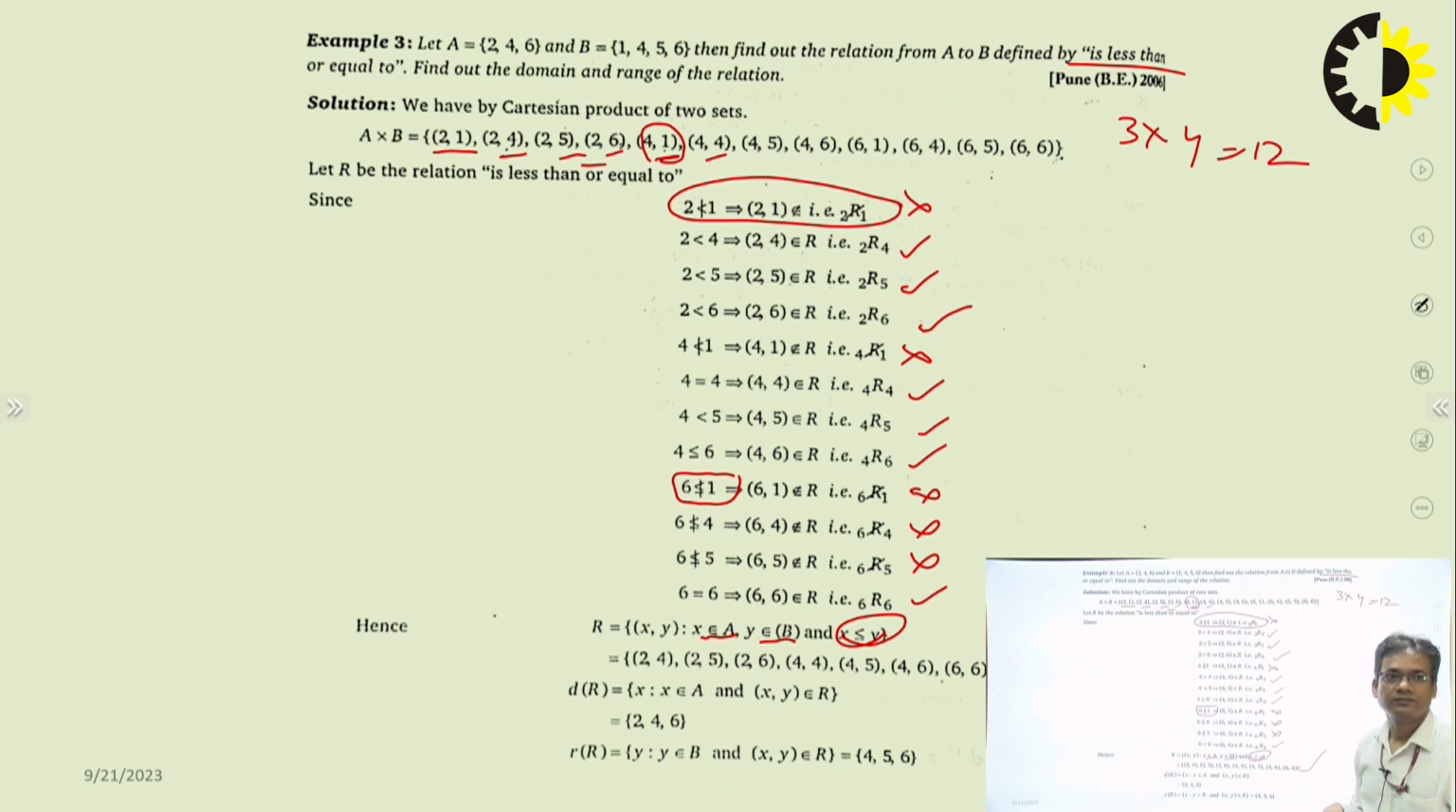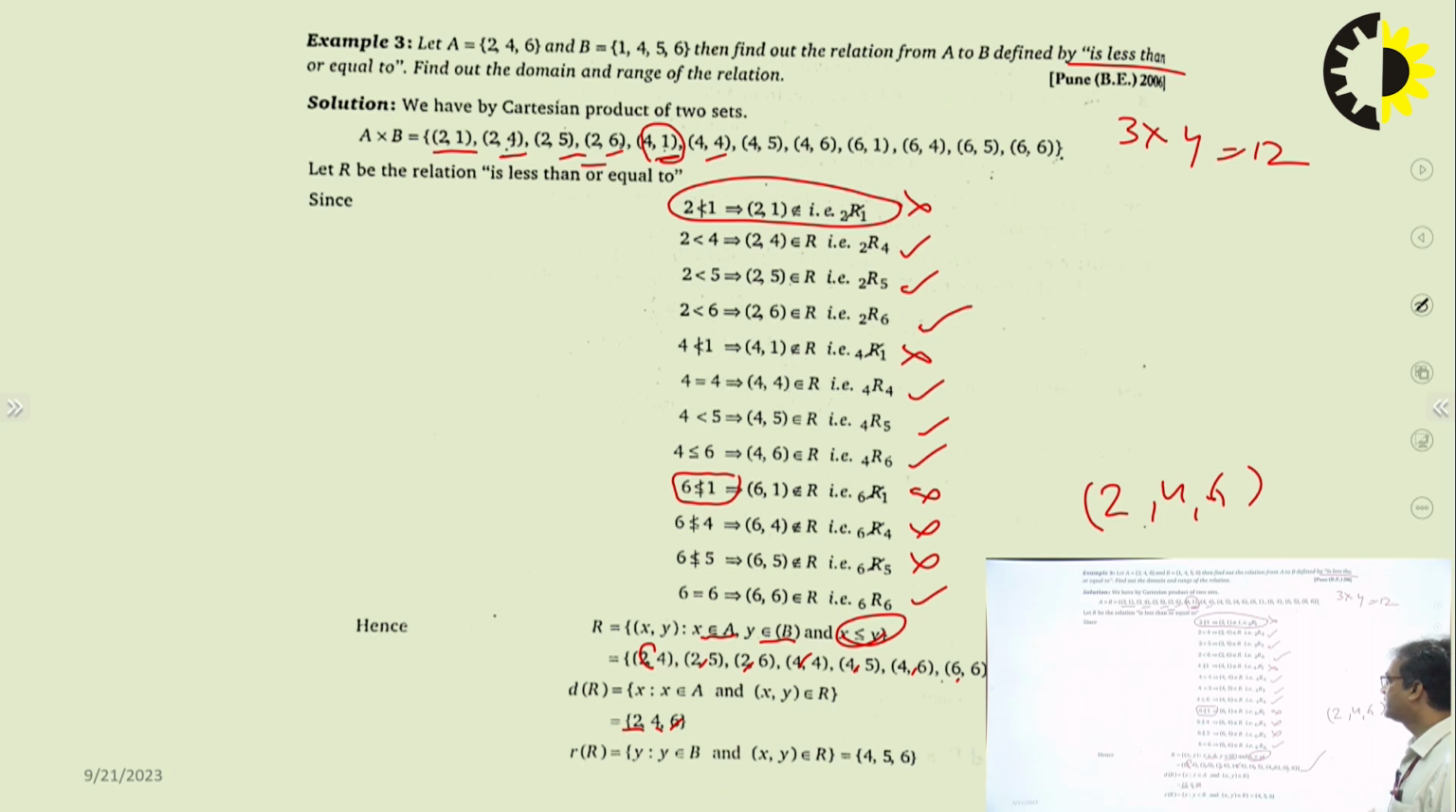Now we can find the domain of this relation. As I discussed before in the definition of domain, the first elements of the ordered pairs are the domain of the relation. So the first element of the pairs (2, 4), (2, 5), (2, 6) is 2, that means 2 is in the domain, 4 is in the domain, and 6 is in the domain. So your domain is {2, 4, 6}, right?